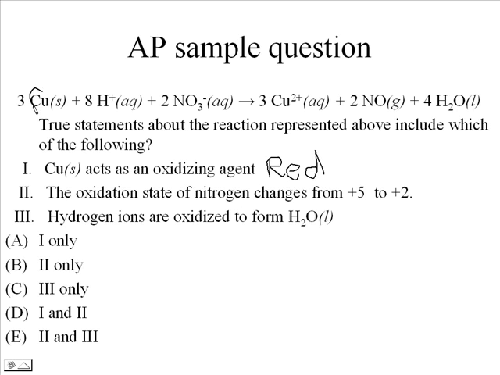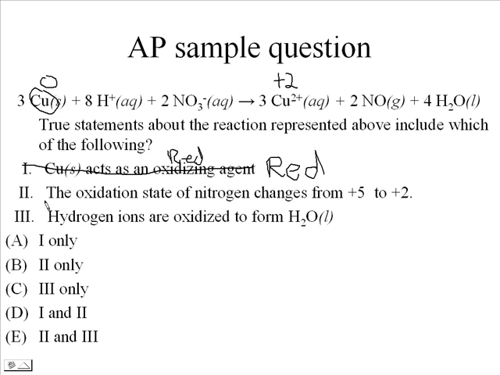Here, copper's in its elemental form, therefore it starts as a charge of 0. On this side it goes from 0 to plus 2. If it goes from 0 to plus 2, it means it had to have lost 2 electrons. If it lost 2 electrons, then it is being oxidized. So therefore it cannot be an oxidizing agent. It must be a reducing agent.